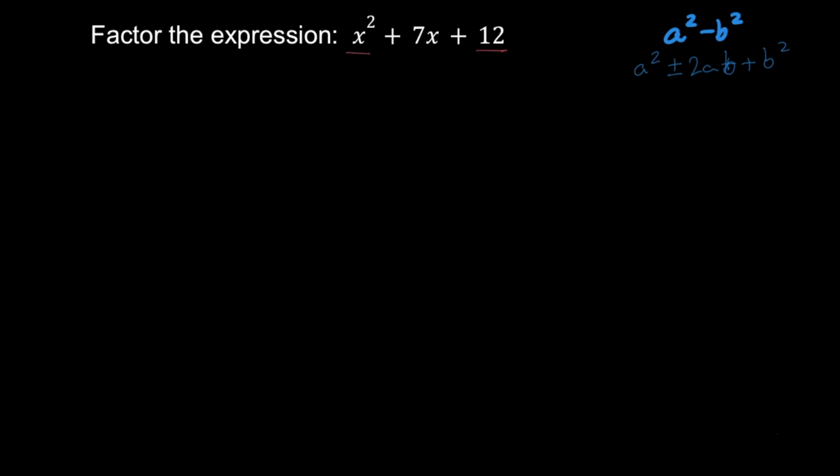The approach we're going to use is to start off by multiplying the first and last terms. If we multiply x squared and 12, we have 12x squared. The next thing we're going to do is find a combination of factors of 12 that will add up to be this middle term. If you struggle with this, it helps to make a list of ways you can factor 12: 1 times 12, 2 times 6, 3 times 4.